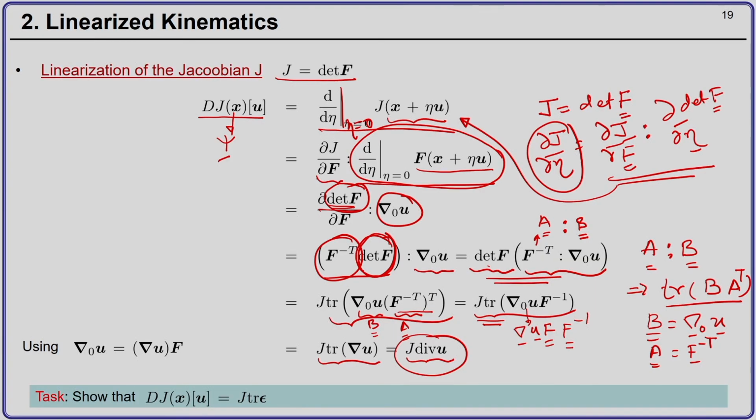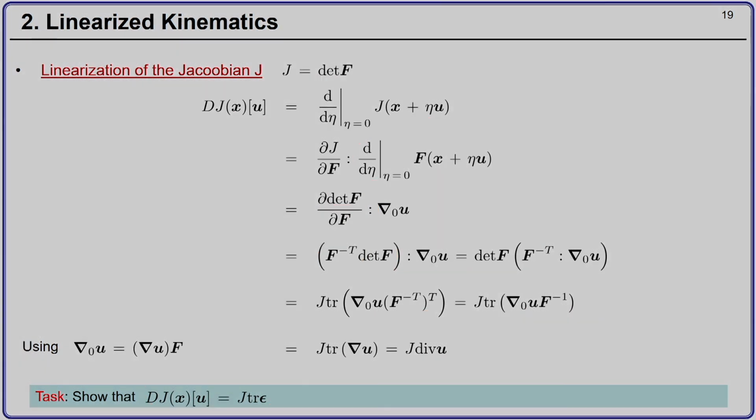Okay. So, the task for you is, you can also show that the directional derivative of the Jacobian in the direction u is nothing but J trace of epsilon, where epsilon is the small strain tensor. So, this job is left to you.